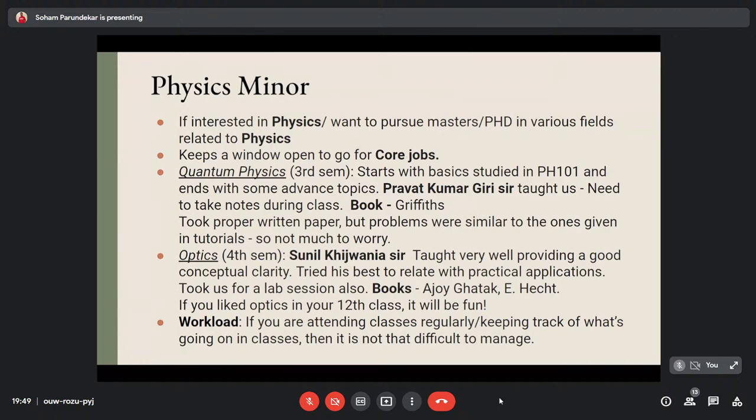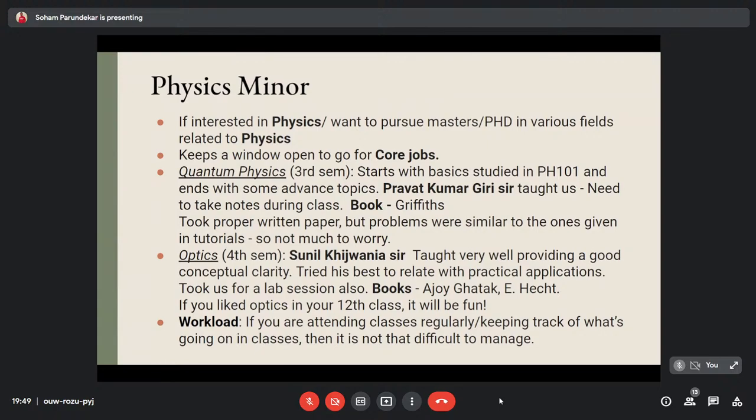Talking about the courses, in third sem we have quantum physics. So quantum physics starts with the basics which you have studied in your course PH101, and it ends up covering some of the advanced topics of quantum physics. Professor Pravat Kumar Giri sir taught us the course, and he didn't share the slides, so we need to take notes during the class.